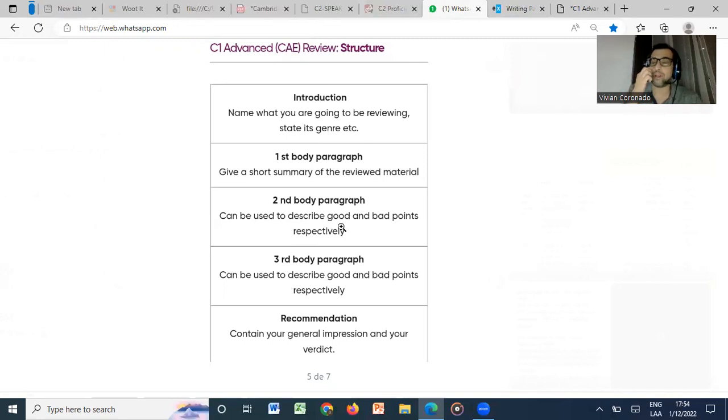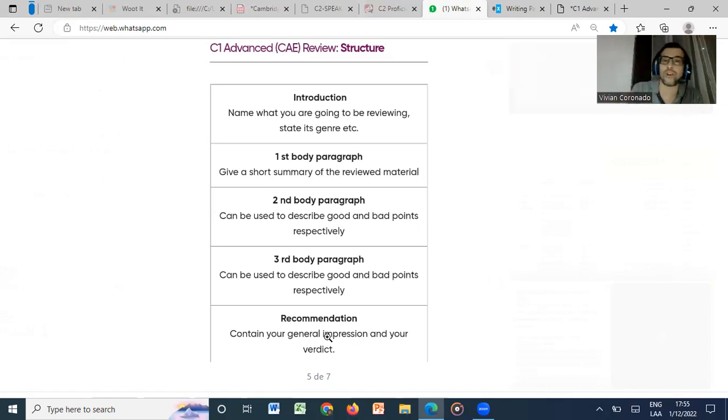Then, of course, when you're answering those questions, you're going to be using some bad points, maybe of the movie or of the book. And the third paragraph can be used to describe good or bad points, respectively, right? And then recommendation. At the end, you give your general impression. So you say, yes, I recommend it because, or I don't recommend it. So it's just a whole text about, in this case, a book or the film that you chose. What can we learn about it? Bad or good things about it? And at last, your own impression.